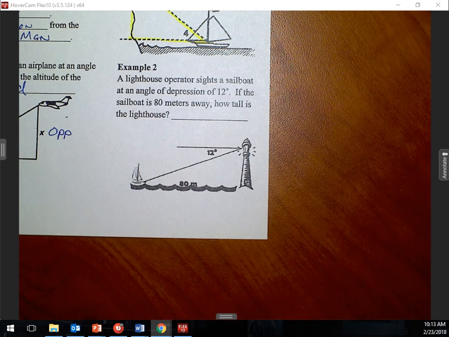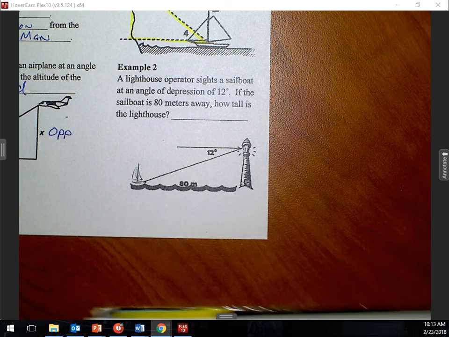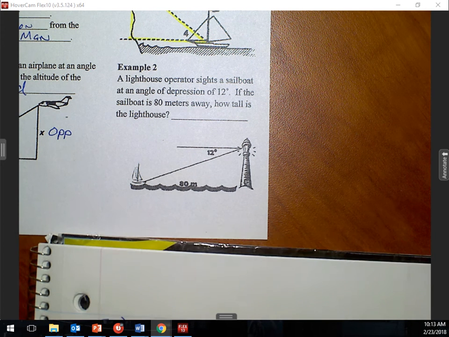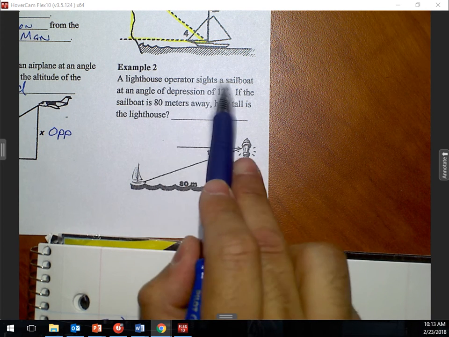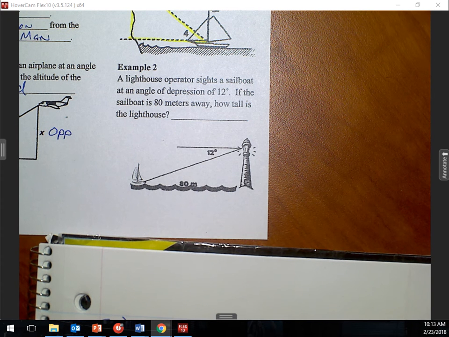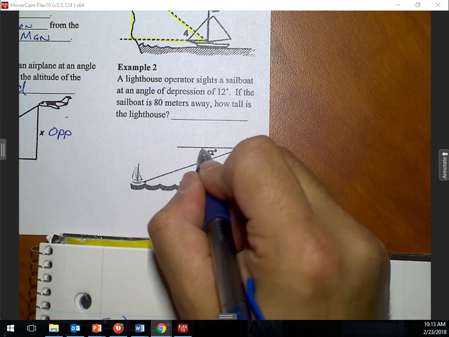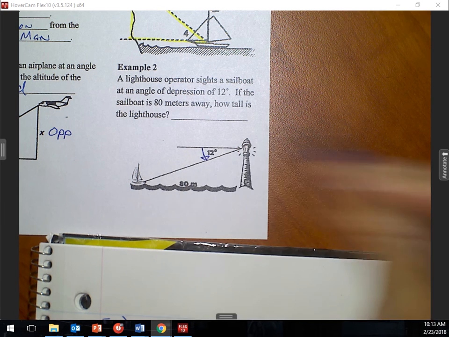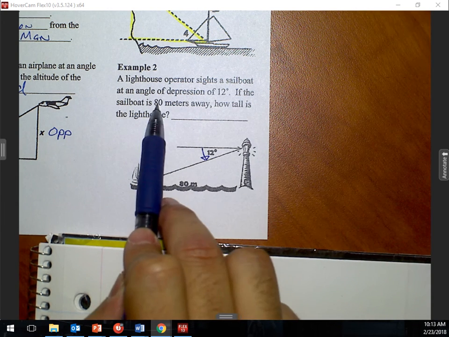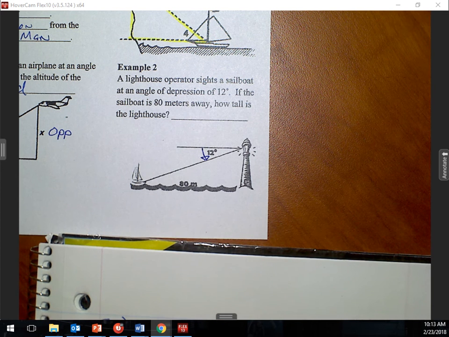All right, example 2. So label on your paper, example 2. A lighthouse operator sights a sailboat at an angle of depression of 12 degrees. So depression means it's what? Top down. Very good. So it's going to be down right here. If the sailboat is 80 meters away, how tall is the lighthouse?